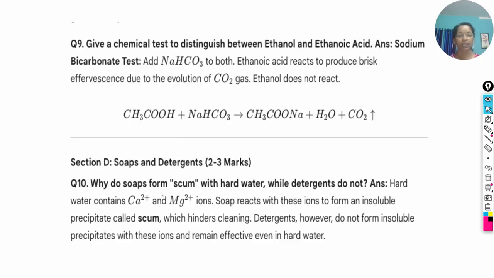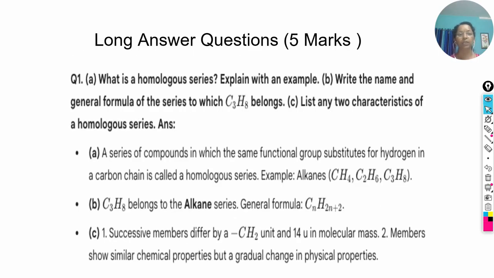Then, why do soaps form scum with hard water while detergents do not? We discussed this answer in the short answers. Detergents will not react with the calcium and magnesium salts present in the hard water, whereas soap forms scum.